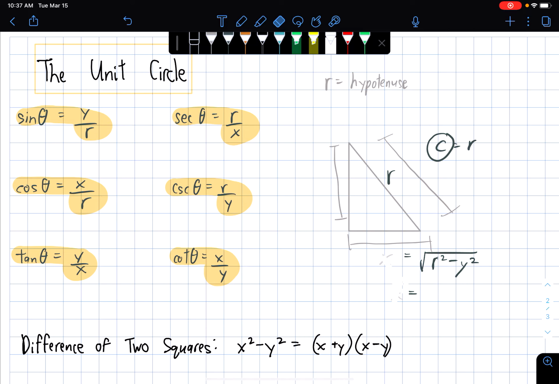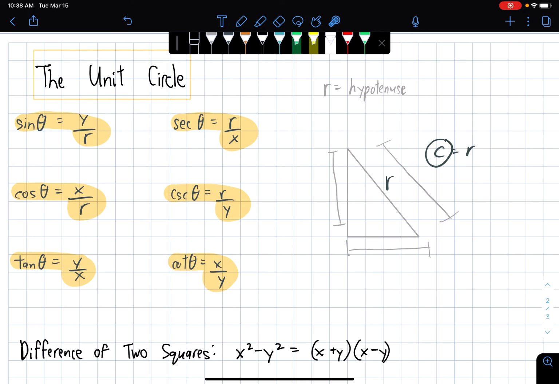let's proceed to cos theta. As for cos theta, it's x over r. For tangent theta, it's y over x. For secant theta, it's r over x. For cosecant theta, it's r over y. For cotangent theta, it's x over y.